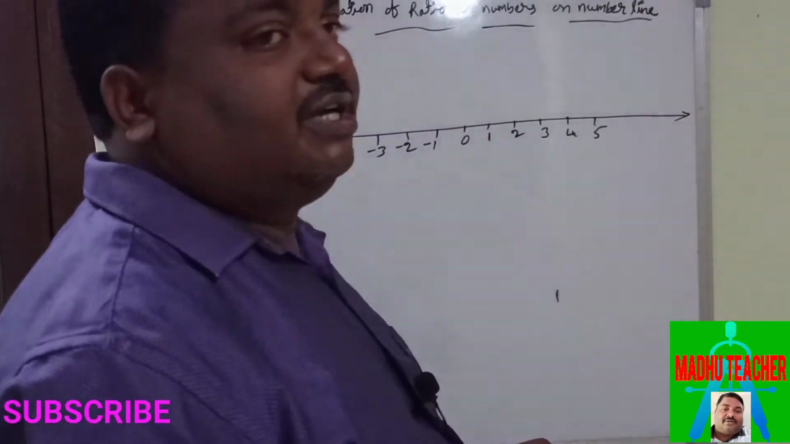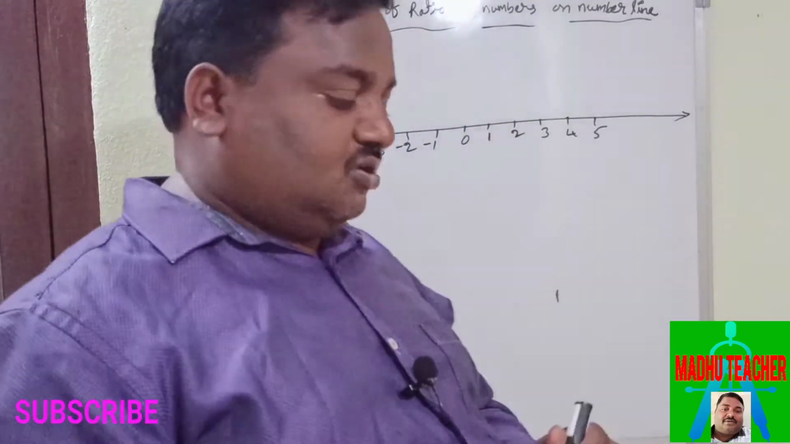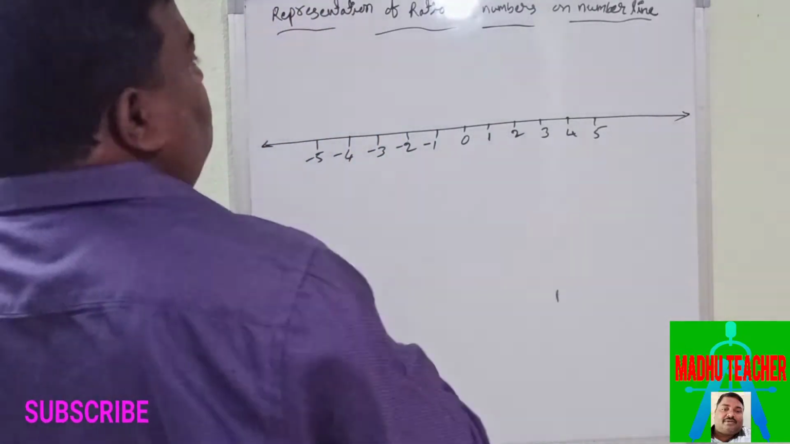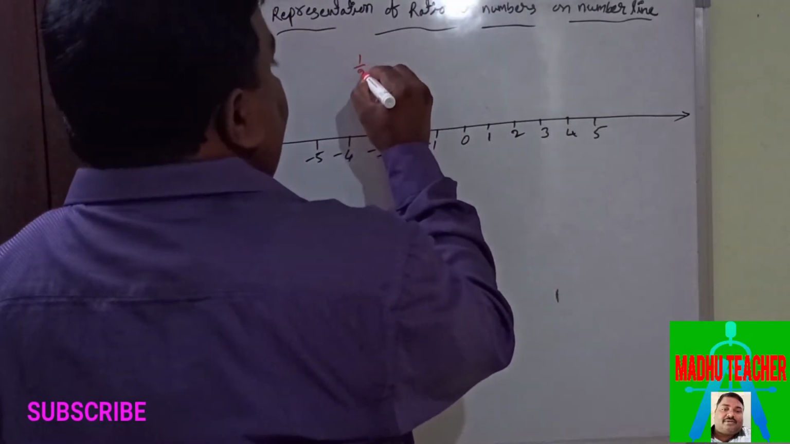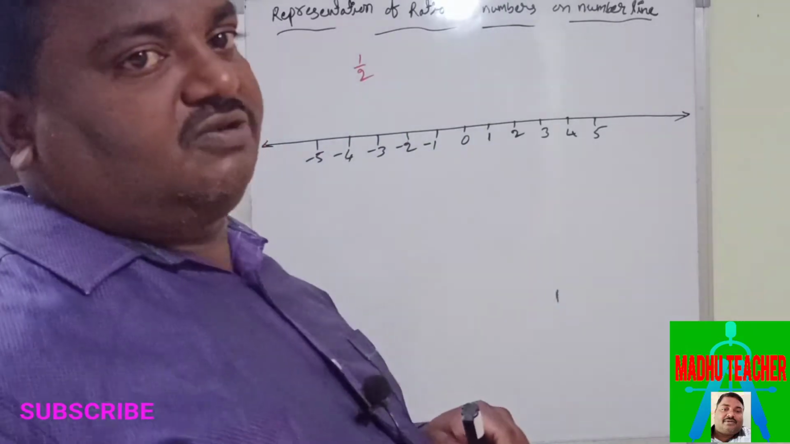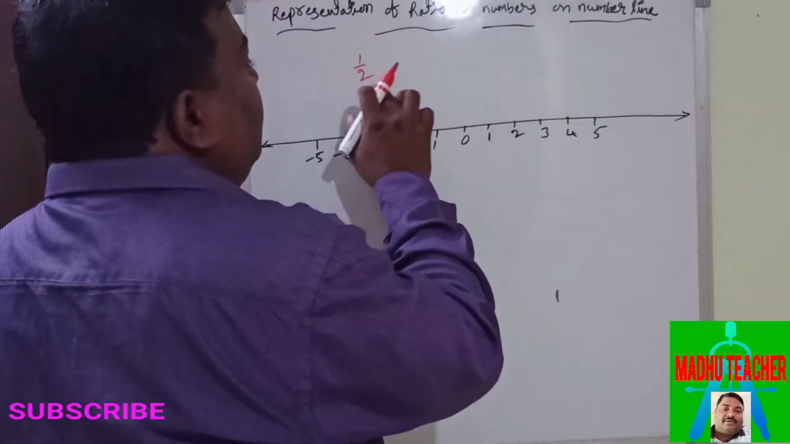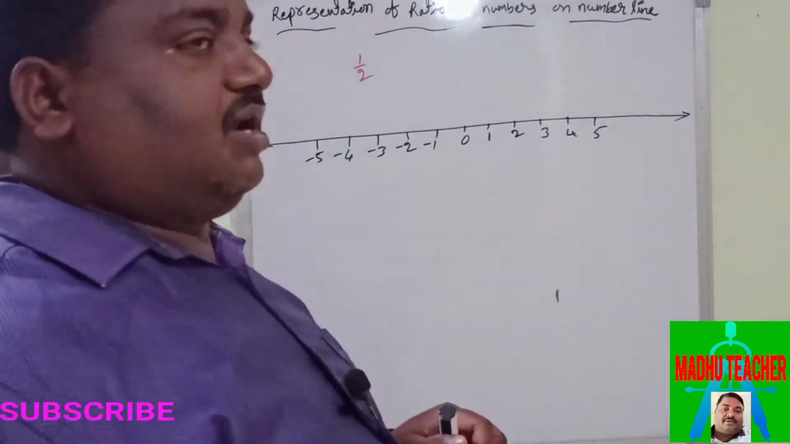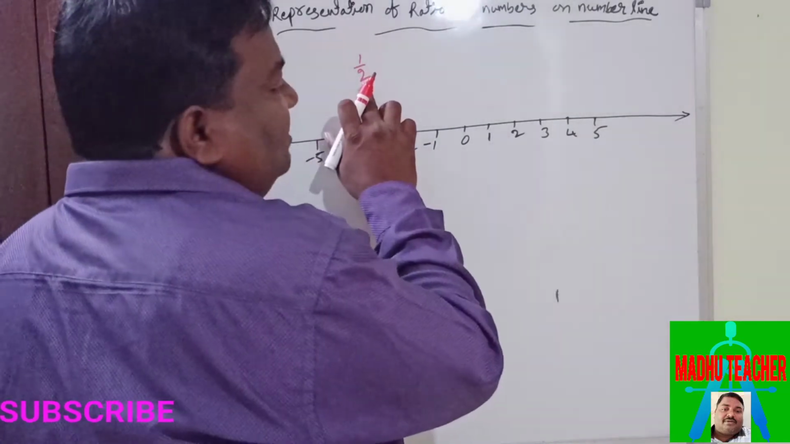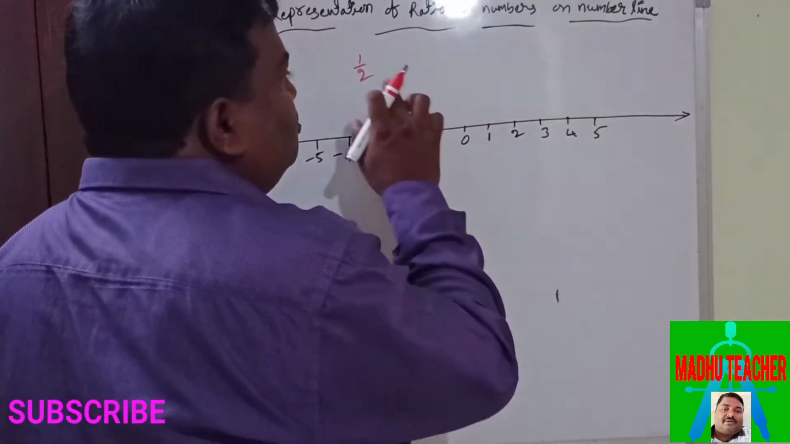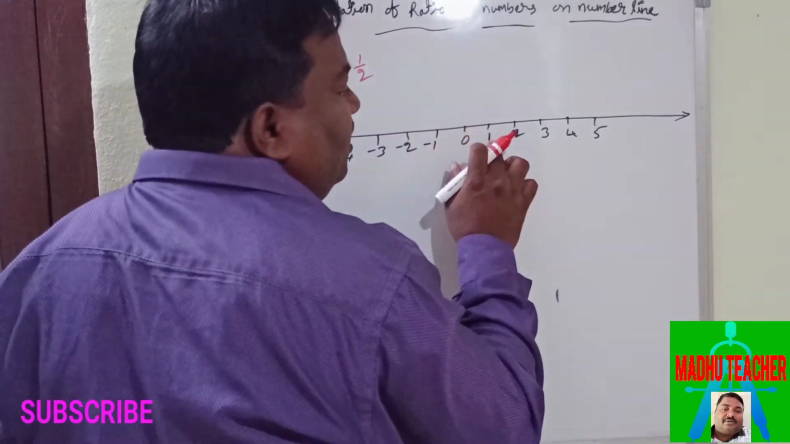But we have to represent rational numbers. What are the rational numbers? Suppose I want to represent 1 by 2. How can you represent 1 by 2? Where should 1 by 2 lie on the number line? It lies between 0 and 1. It is the middle of 0 and 1.